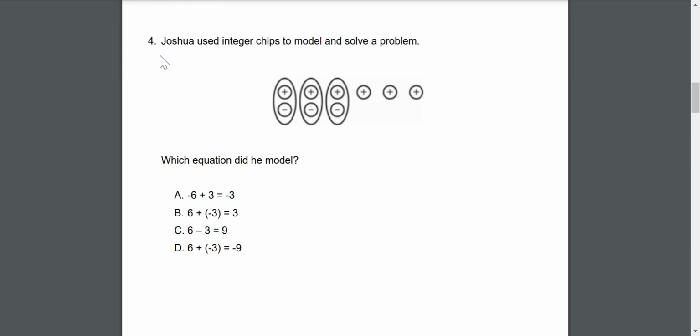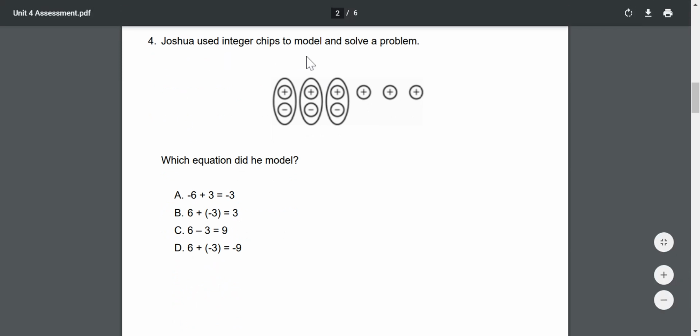Number 4. Joshua used integer chips to model and solve a problem. Which equation did he model? A, -6 plus 3 minus -3. B, 6 plus -3 is equal to 3. C, 6 minus 3 is equal to 9. D, 6 plus -3 is equal to -9.